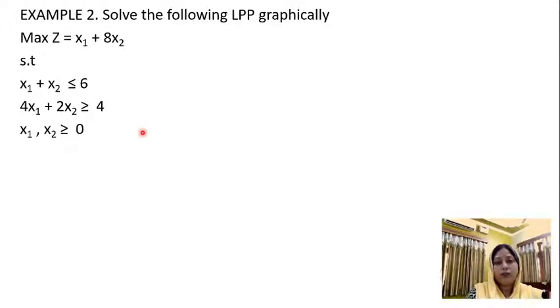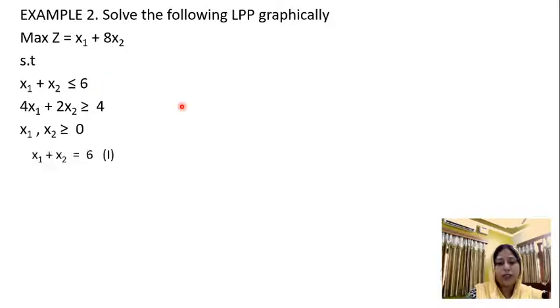So for a graphical solution we can have only two decision variables, because we have two axes, x1 and x2. So we can solve only two-decision-variable problems graphically. First, we will plot these two lines by treating the inequations as equations.